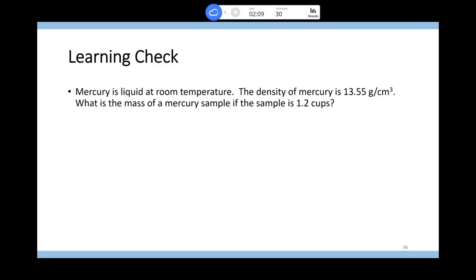We have the density of mercury as 13.55 grams per centimeter cubed, and we want to know the mass of a mercury sample in 1.2 cups. So 1.2 cups, that's a volume, and then you will need a conversion that I don't have right now because I forgot my sheet, so let me look it up. Okay, 1 cup is 236.588 milliliters. We have 1.2 cups, so how many grams is that? Let's work on that question for a few minutes.